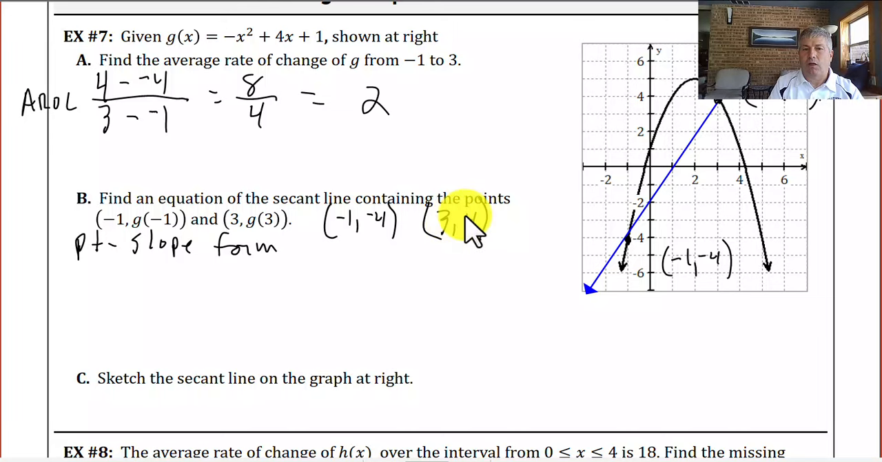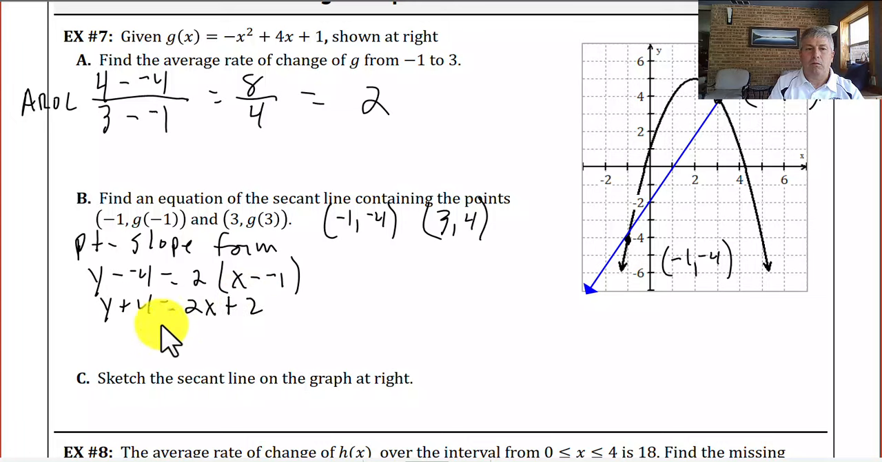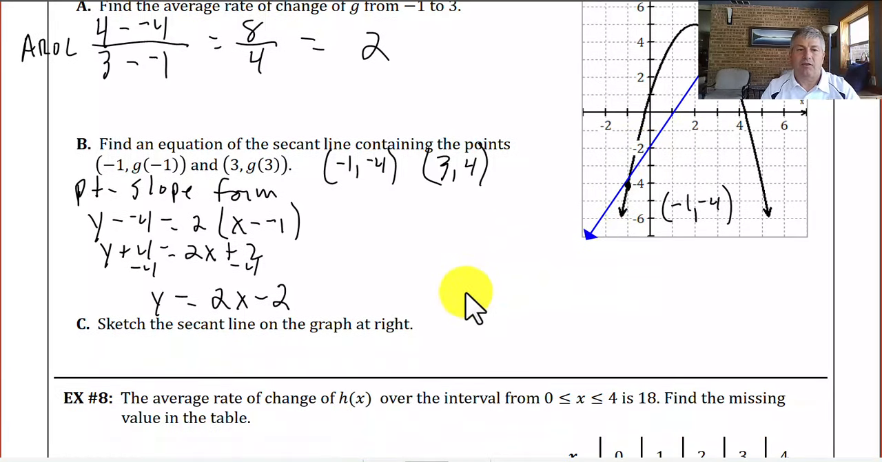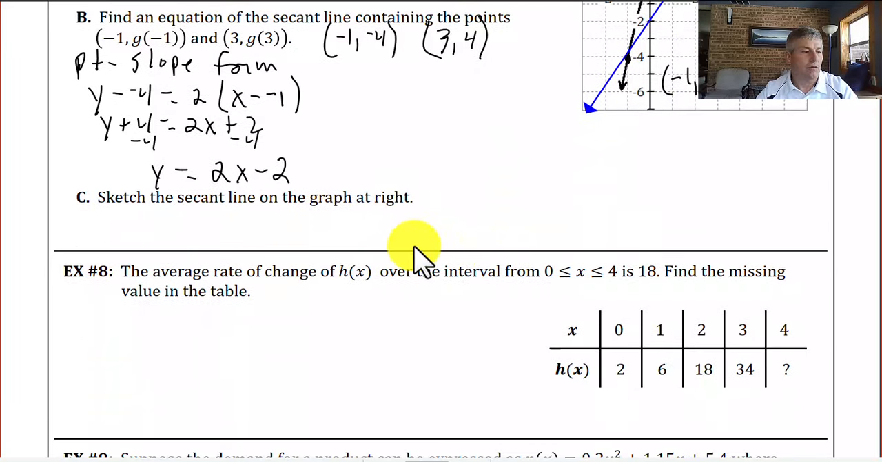Let's choose -1, -4. So y minus negative 4, our slope is 2, times x minus negative 1. So we get y plus 4 equals 2x plus 2. We subtract 4 from both sides, and we get y equals 2x minus 2. And that is the equation of this secant line. And it says sketch the secant line on the graph. I already did that, so now we can move on to example 8.